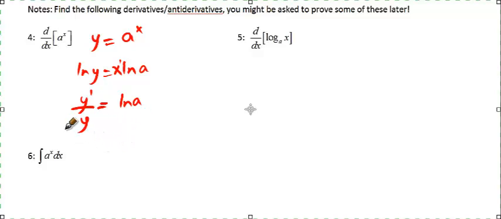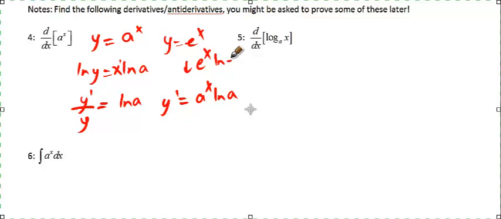So from here, all we have to do to find y prime is multiply both sides by y. So y prime equals, well, what's y? a to the x ln of a. Okay? If you think about this in terms of e's, so if y equals e to the x, and we want to use this formula, it's e to the x ln of e. Well, ln of e is 1, so it's just e to the x. So the rule here, which is the rule that we're trying to get across, is the exact same thing.